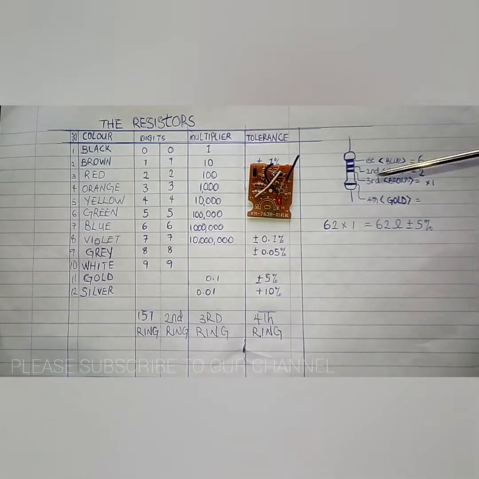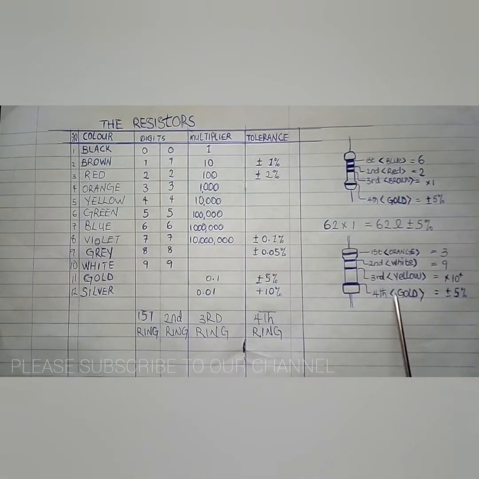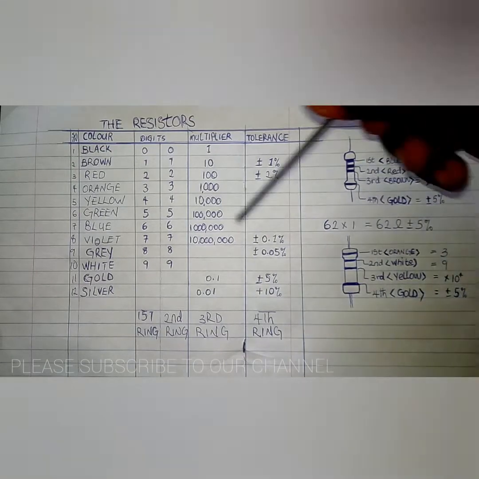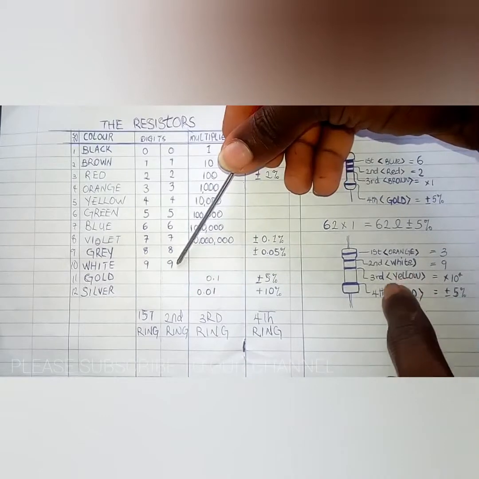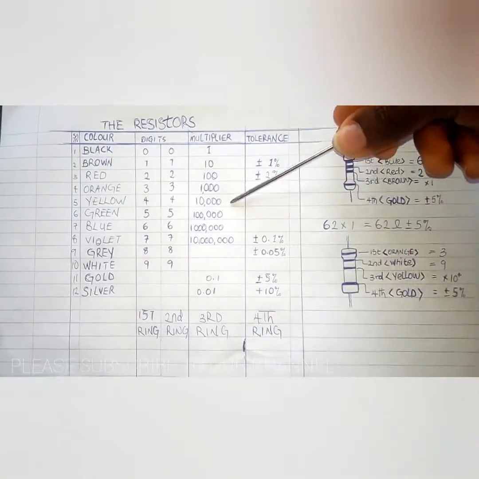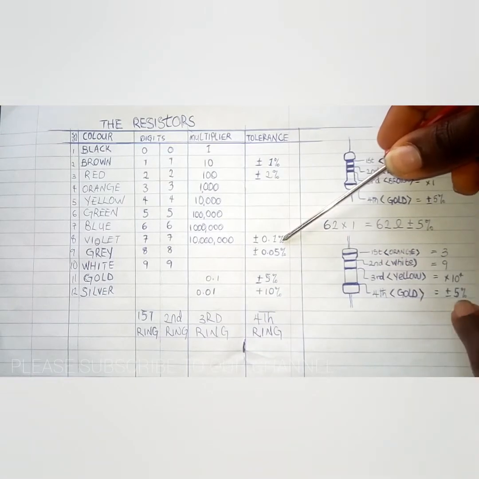When you use the meter, you can also get the same thing, and that is how you know how to calculate the resistor. Then let's look at another resistor. Here we have that the first ring in the resistor is orange, which is 3. The second ring is white, which is 9. The third ring is yellow, which is 10,000. Then the fourth ring, which is gold, is plus or minus 5% tolerance.